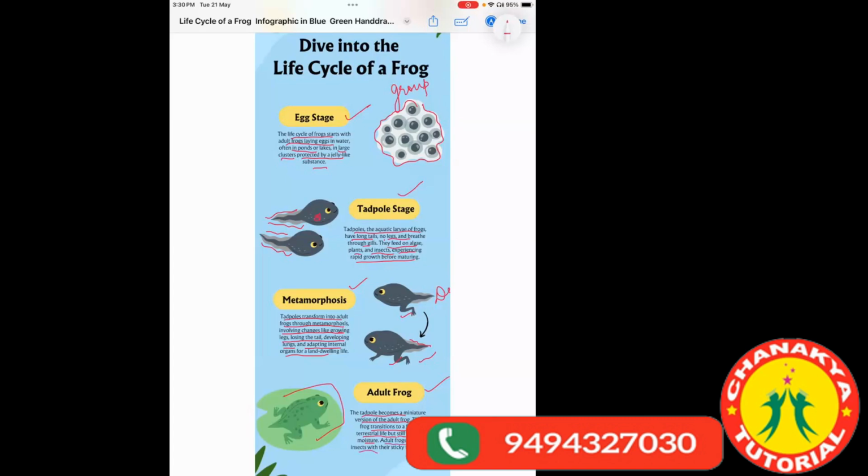The adult frogs hunt insects with their sticky tongues. So when they become adults, they will be searching for their food, and with the help of the long tongue, they will be rolling it and taking the food inside their mouth.